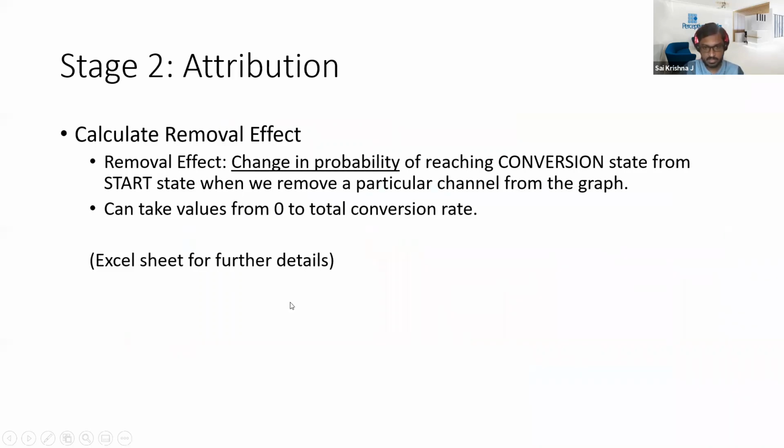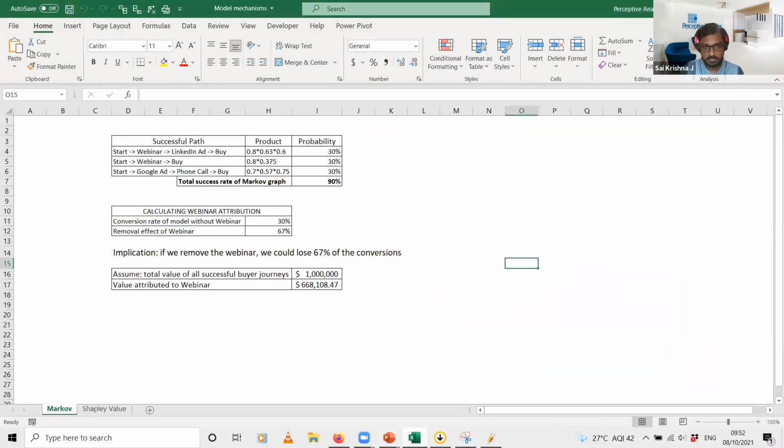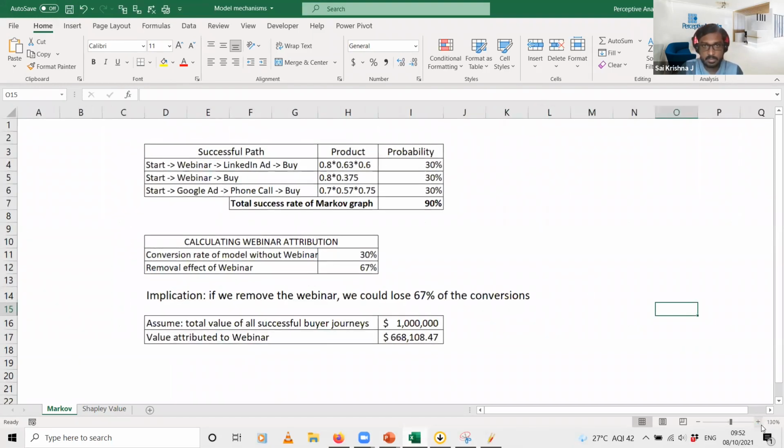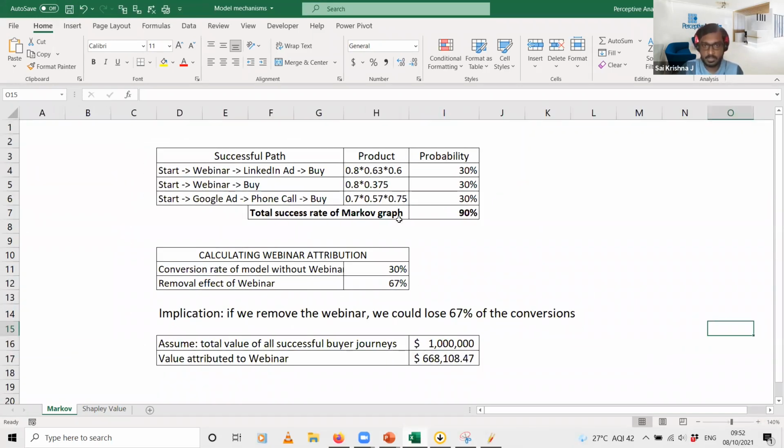So I have an Excel sheet where I'm having this calculation. Let me zoom this up a bit. So we saw until here where we calculated the total success rate of the Markov graph. Now let us just take one particular channel as an example. Let us just consider the case of the webinar. Now I need to calculate what is the attribution or the monetary value to be attributed to the webinar.